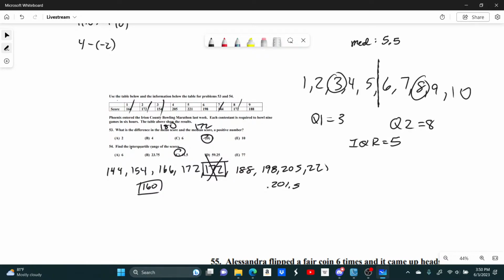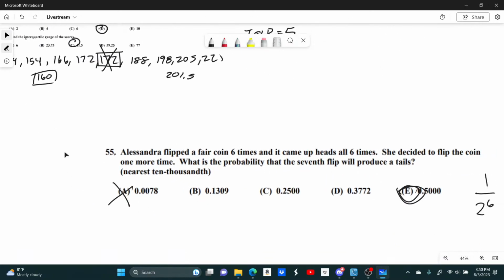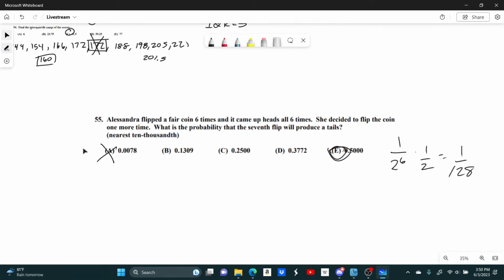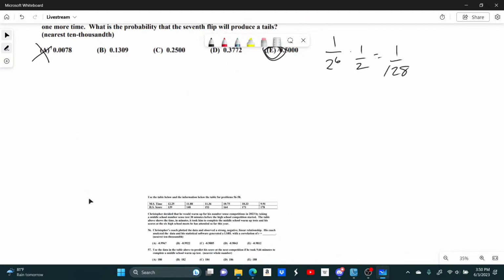Hopefully that answers your question. Picked A at the competition. On which one? I don't know. Oh, at 55? Yeah, that's a rough one. Yeah, he tried to trick you. A lot of people fall for it.